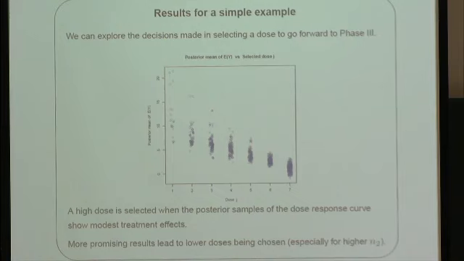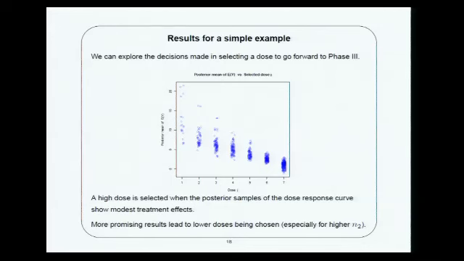I'm sorry, Chris. What is on the vertical axis of the plot? Oh, the posterior mean of EY. Thank you very much. Okay.